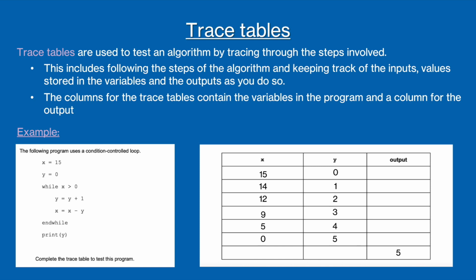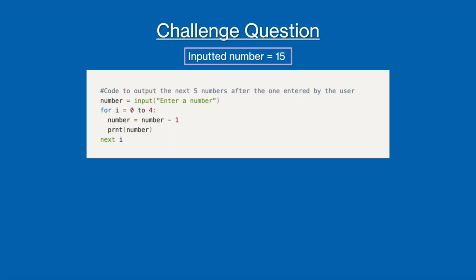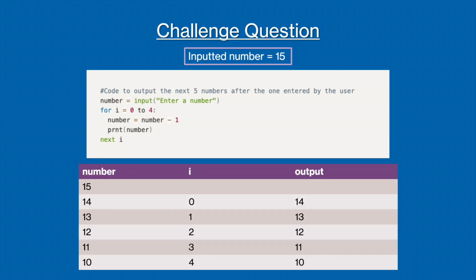As you can see, we have set up our trace table so that each row of the table is a new iteration or step. Tracing through an algorithm using a trace table like this helps us understand the algorithm as well as spot errors, which is especially useful if the algorithm is quite large or complex. As a challenge, have a go at tracing through the algorithm on the previous slide, where the input is 15. Here is what your trace table should look like.